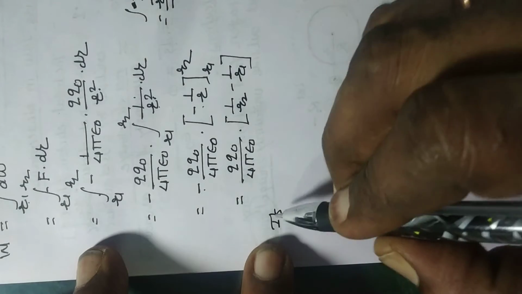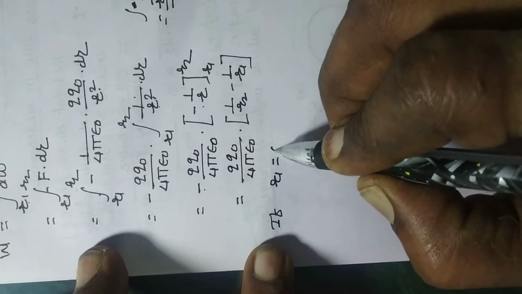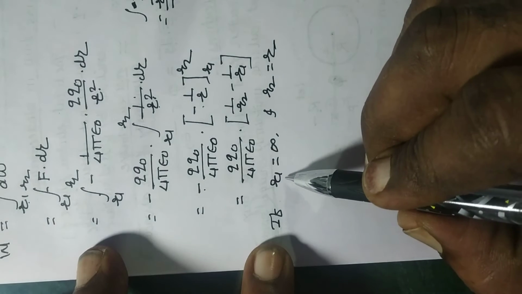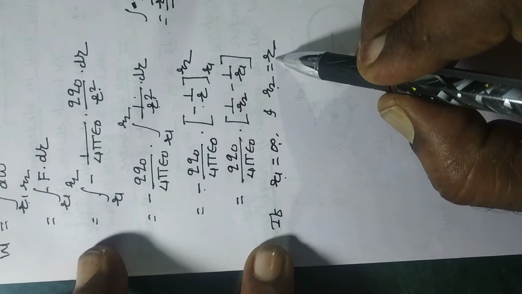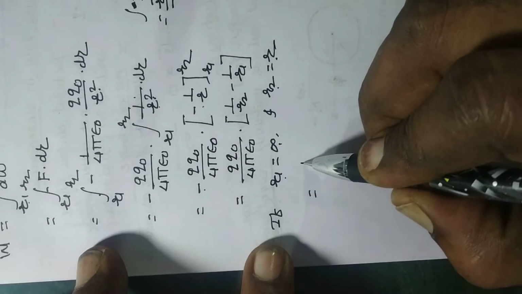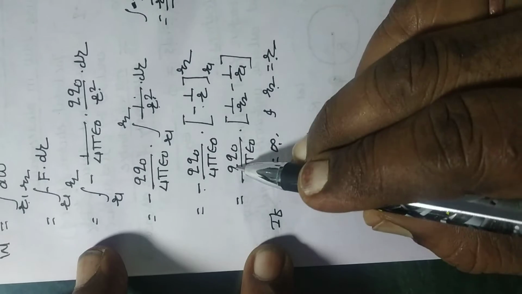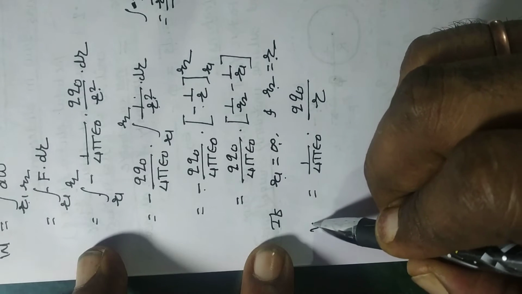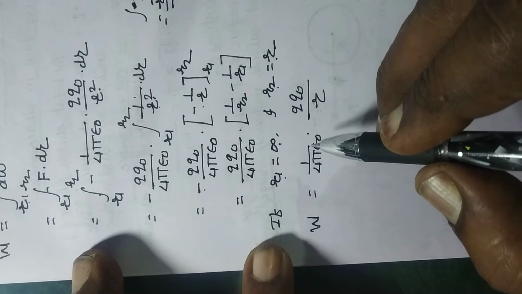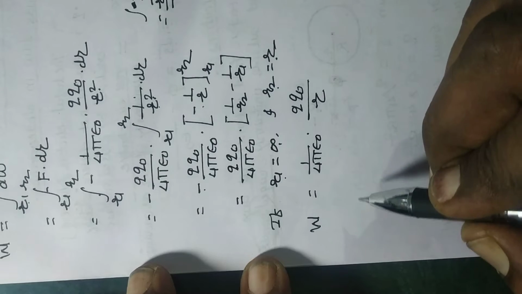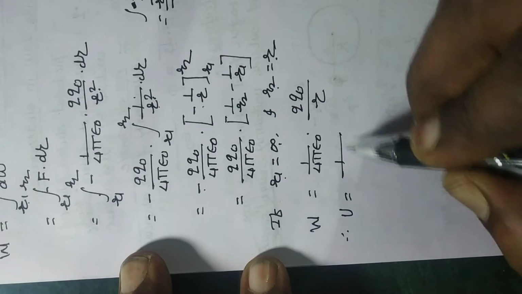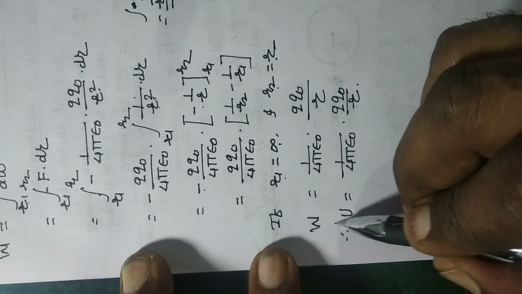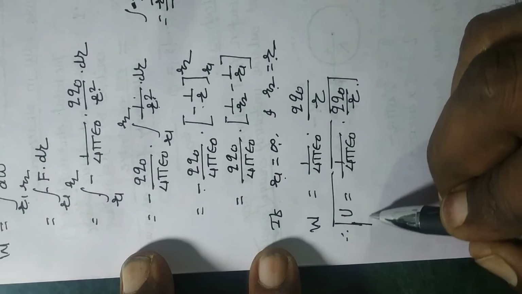If suppose R1 is equal to infinity and R2 is equal to R, then this equation becomes 1 divided by 4 pi epsilon into Q naught divided by R. This is work done or increase in potential energy, and therefore potential energy U is equal to 1 divided by 4 pi epsilon into Q naught divided by R. This is an expression of potential energy.